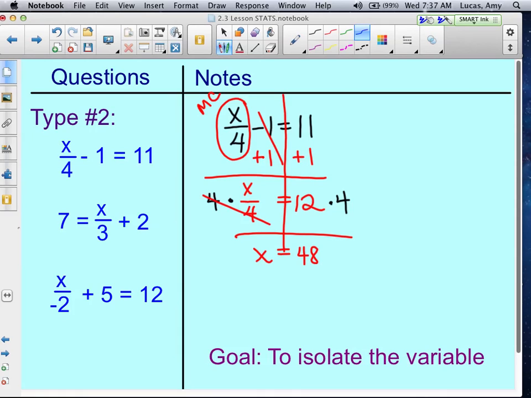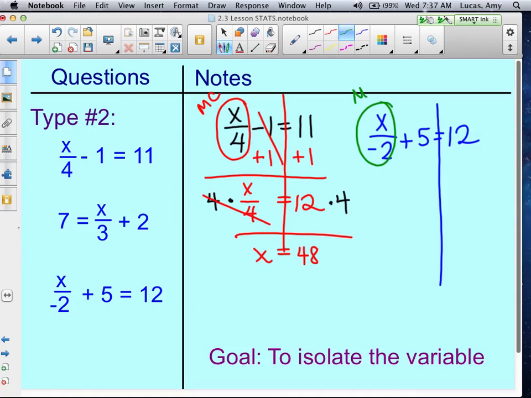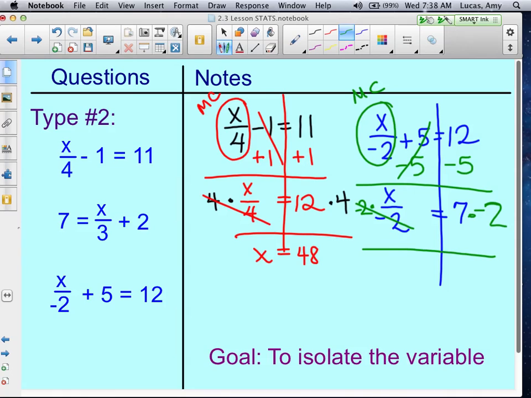I'm going to skip the second one and go down to the third one for you. Married couple, x divided by negative 2. So I need to eliminate the plus 5. I subtract 5, and then I get x divided by negative 2 equals 7. And I multiply by the negative 2 on both sides to get x equals negative 14 for my solution.